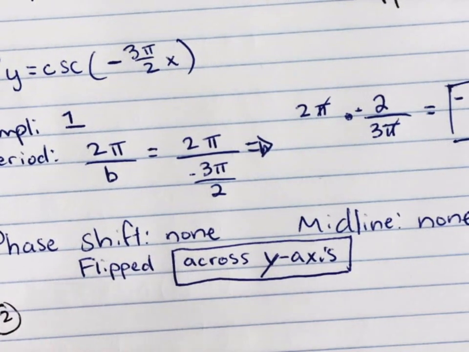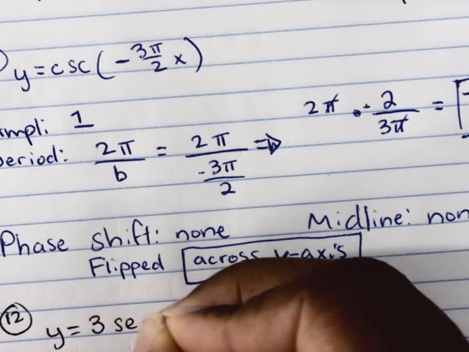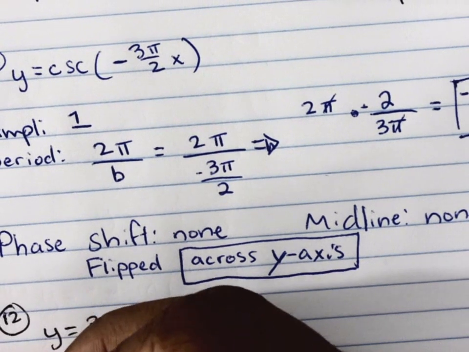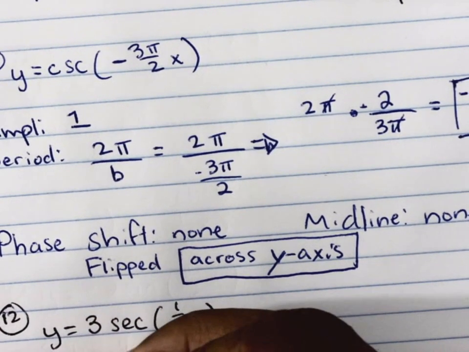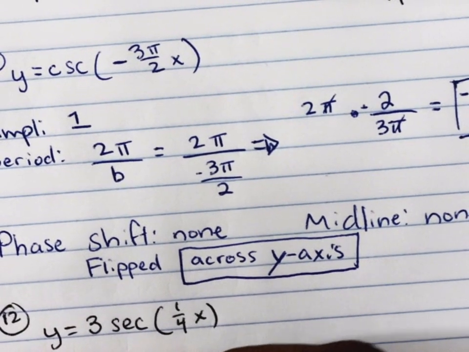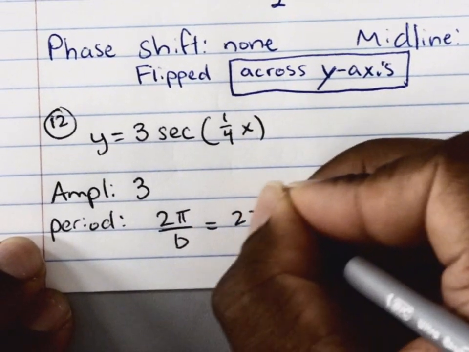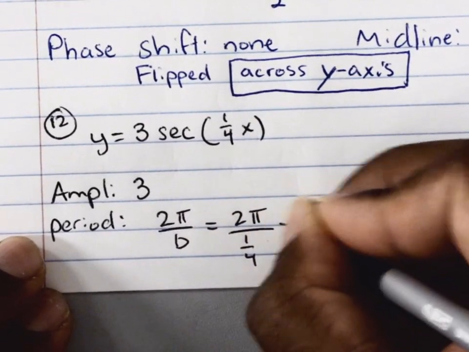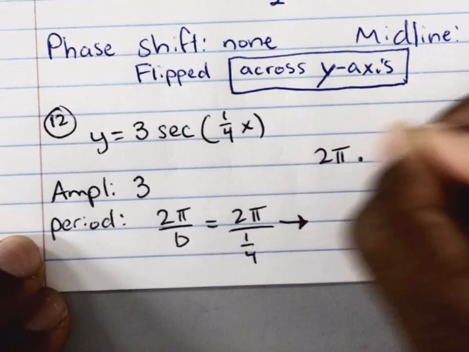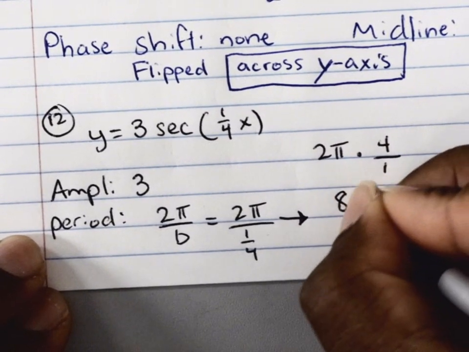Alright, number 12, see if I can fit one more on this page. Number 12, we got y equals 3 secant 1 over 4x. Amplitude, 3, period, 2 pi over b, 2 pi over 1 over 4. I'll keep 2 pi and I'll multiply by 4 over 1, which comes out to equal 8 pi.